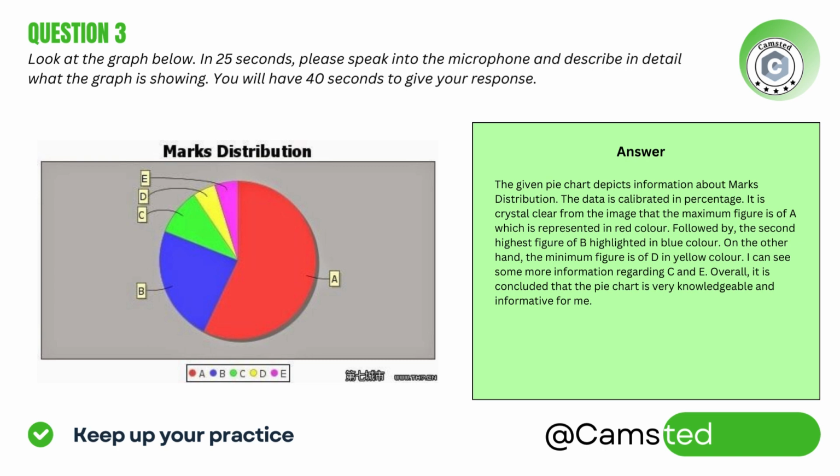On the other hand, the minimum figure is of D in yellow color. I can see some more information regarding C and E. Overall, it is concluded that the pie chart is very knowledgeable and informative for me.